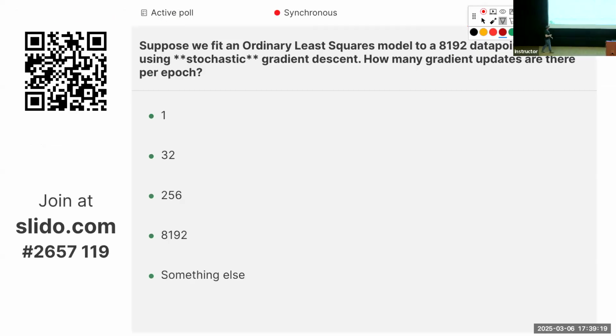That takes us almost to the end of gradient descent. Why don't we do one more Slido, just to make sure you understand stochastic gradient descent, and then we'll move on to feature engineering.